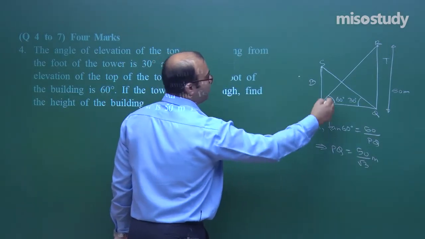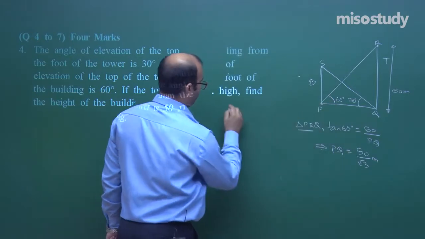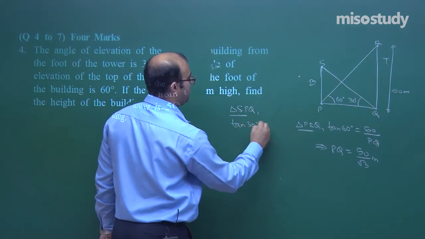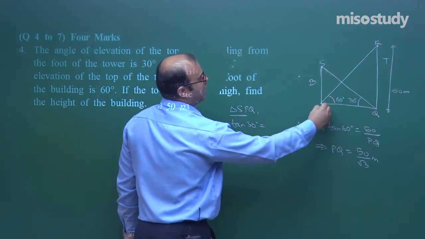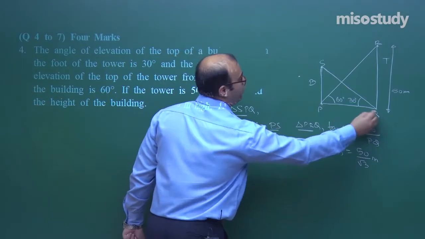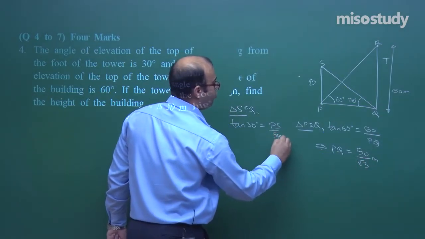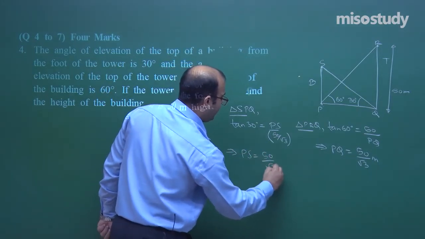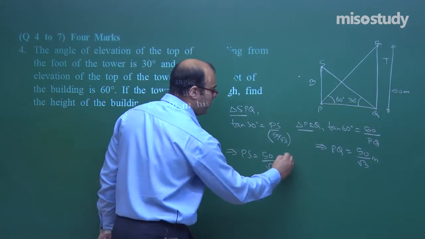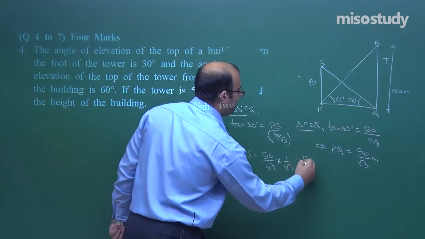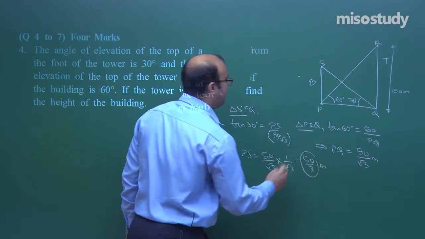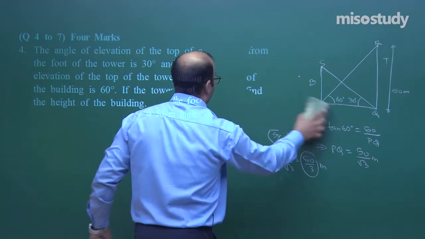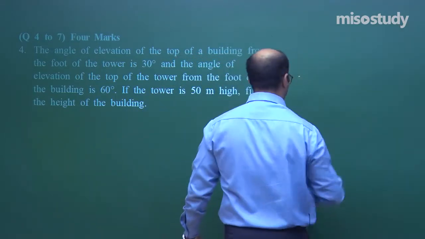Next, we will find taking the triangle SPQ. So, if you take triangle SPQ, what will happen? We again take tan 30 degree, that is equal to perpendicular PS upon the base PQ, which we obtained as 50 by root 3 students. Now, PS is equal to 50 by root 3 into tan 30. What is tan 30? 1 by root 3. So, this will become 50 by 3 meters. So, we can say that the height of the building PS is 50 by 3 meters, student. Okay. So, with this we move on to the next question. This was a 4 marks question.